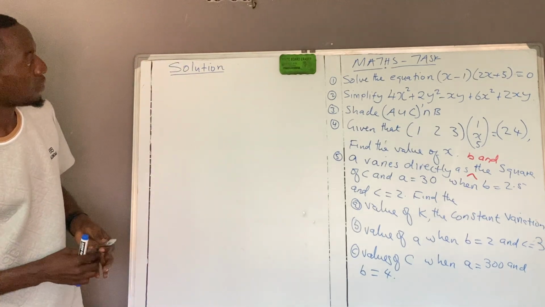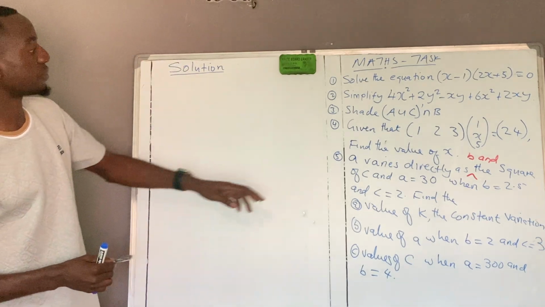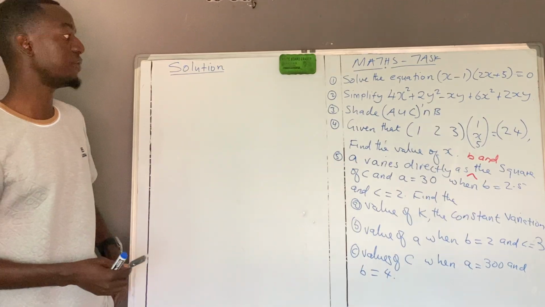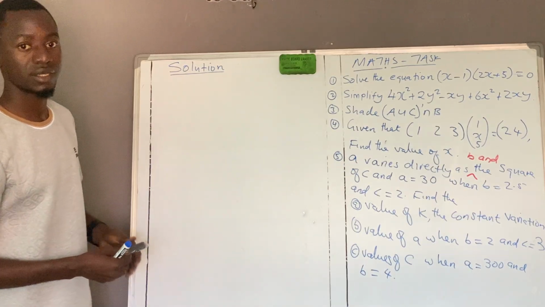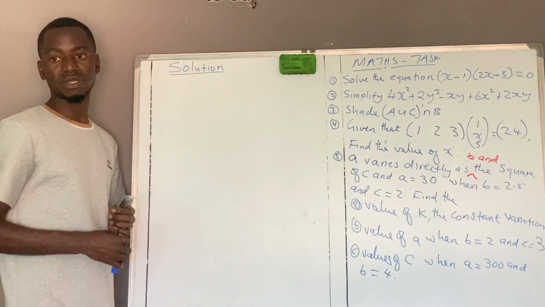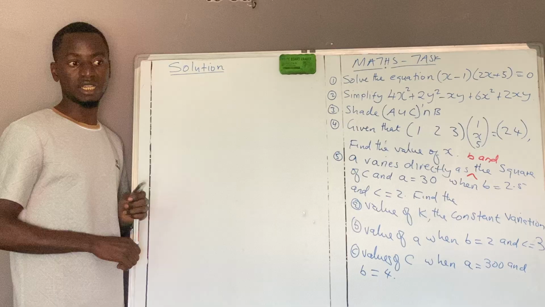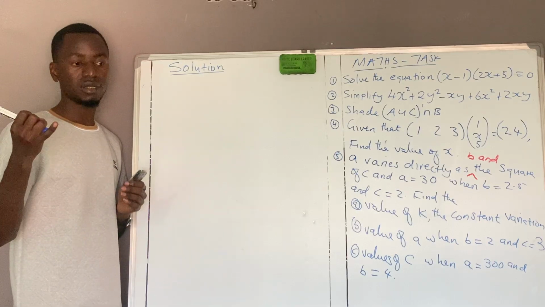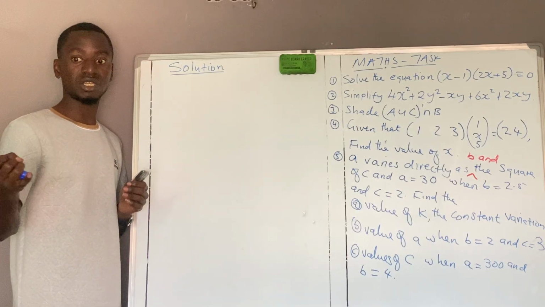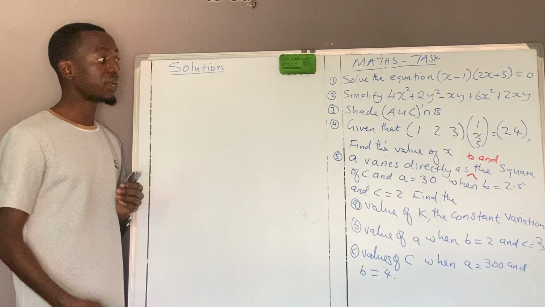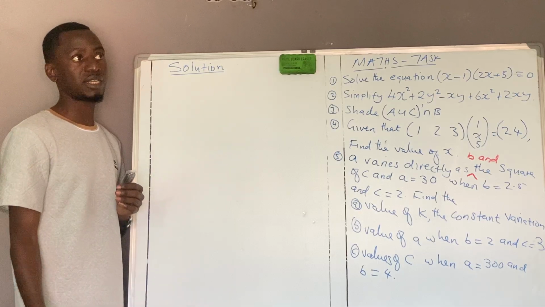So finally we have question 5. This question 5 is under variation. You know that under variation you have 2 types of variation. Remember? What are those 2 types of variation we have? The first one? Direct variation and indirect. Yes, so we have those 2 types of variation.